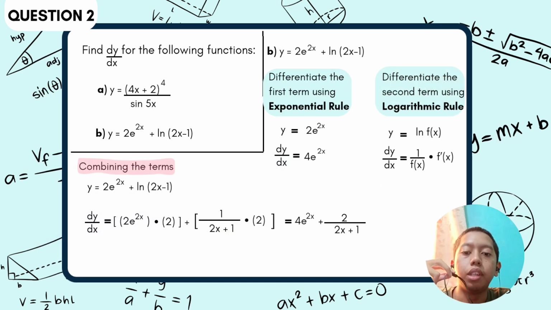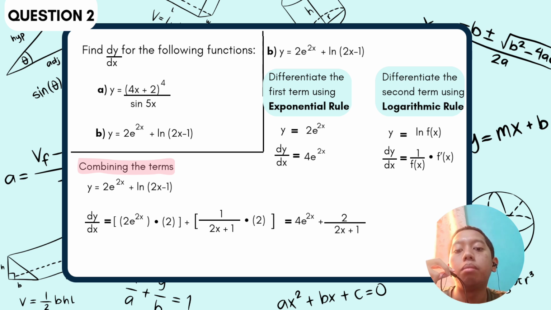Now we go to the second function, which is y equals 2e to the power of 2x plus natural log of open bracket 2x minus 1 close bracket. For the first term, the derivative of e to the 2x is 2e to the 2x. Then we multiply by the outside coefficient 2, giving 4e to the 2x.